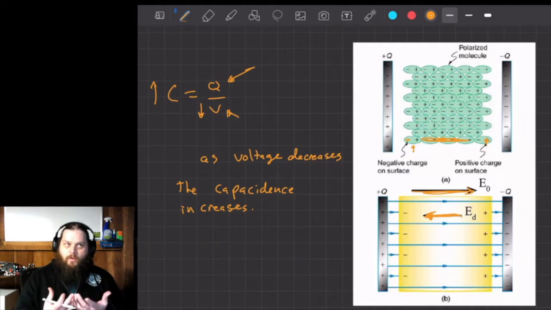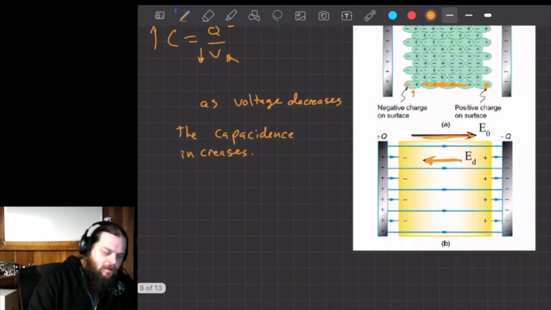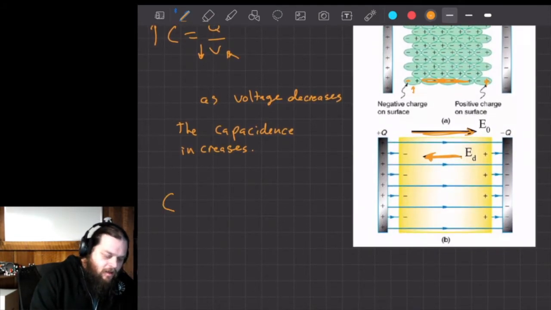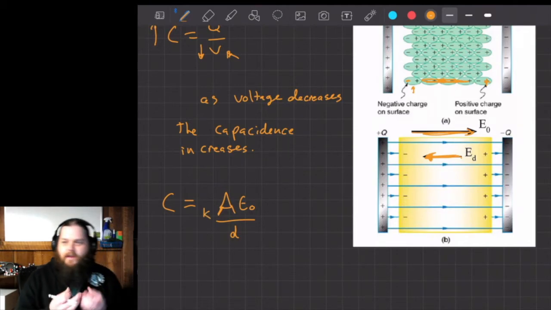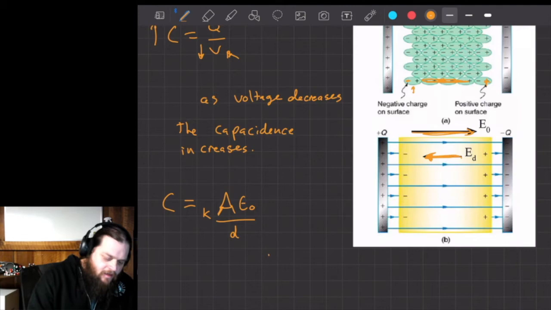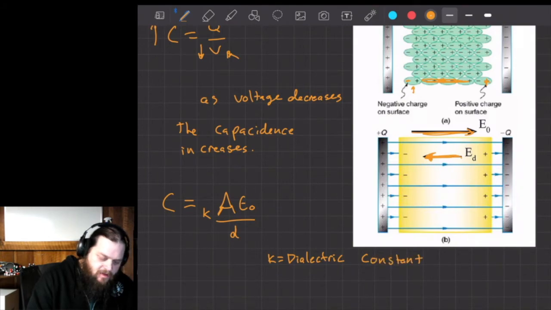We can store more energy on these capacitors using less metal, smaller plates, closer plates, and so on. So the equation for that capacitor ends up being basically the same as we had before: the area of those plates times epsilon naught divided by the distance between them. But now we multiply it by this kappa, this dielectric constant. And the dielectric constant is always going to be greater than 1.